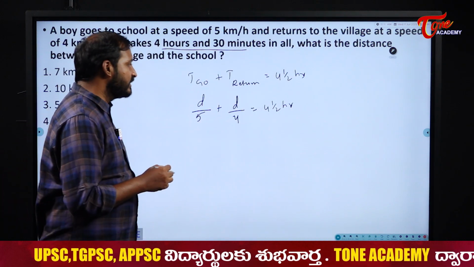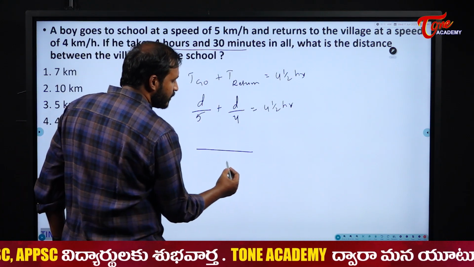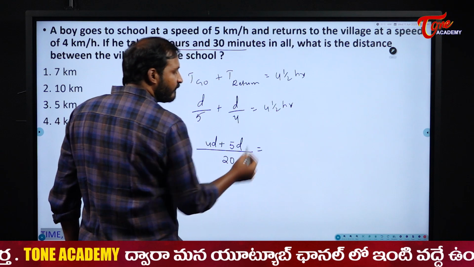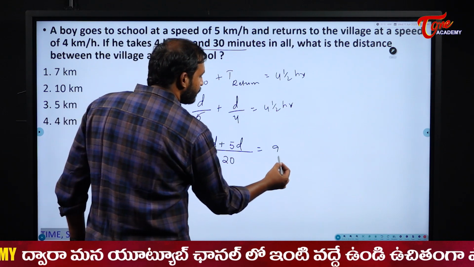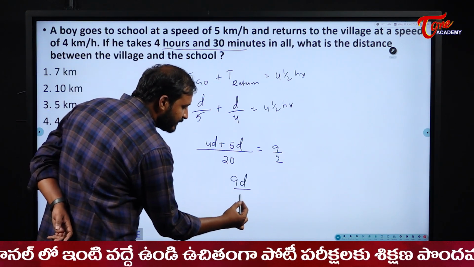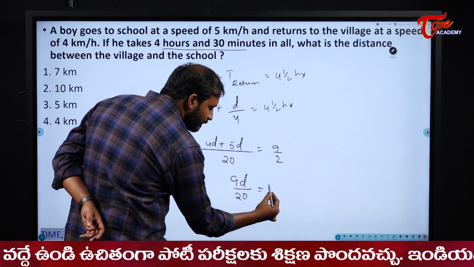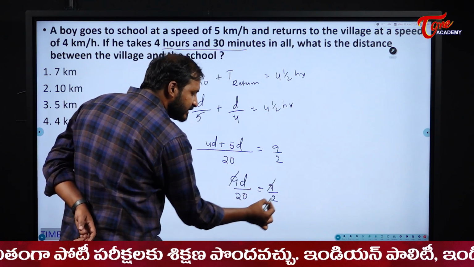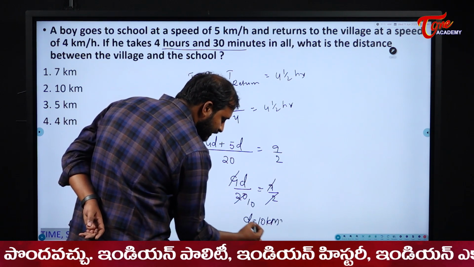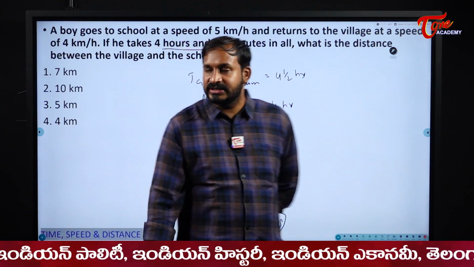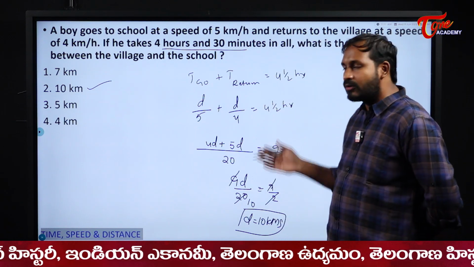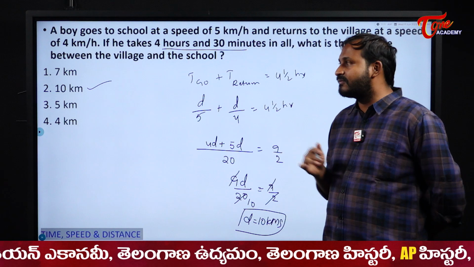Now simple students, please find out the LCM of 5 and 4. It is 20. So this becomes 4D plus 5D, and 4.5 becomes 9/2. So finally it becomes 9D/20 is equal to 9/2. 9 gets cancelled, 2 ones, 2 tens. So the distance between the village and the school is 10 kilometers. Time taken to go plus time taken to return is the overall time, that is 4.5 hours, which was given in the question.